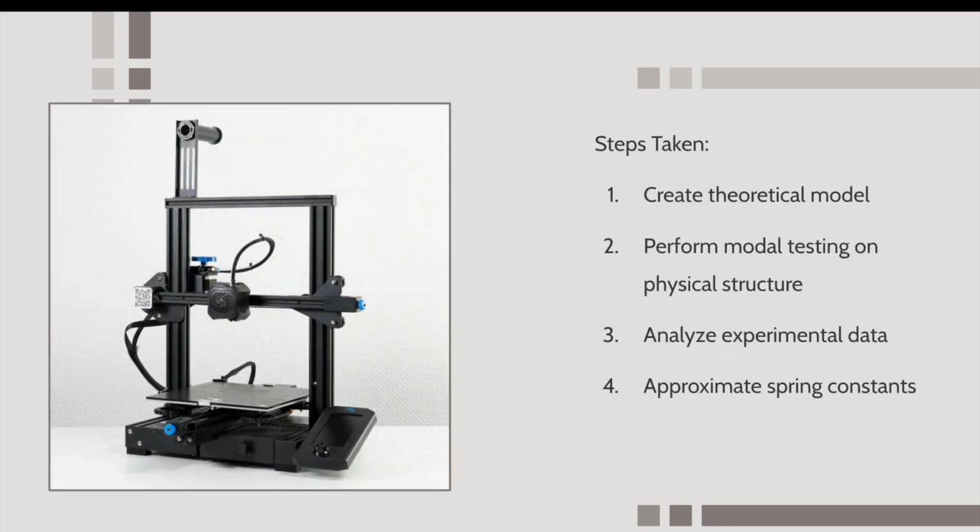To achieve these objectives, the following steps were taken. A theoretical model of the printer base was created, using the degrees of freedom the physical structure would be evaluated with. Then, modal testing was performed on the structure and experimental frequency response functions, or FRFs, were attained. After that, several forms of identifying the modal parameters from the data were employed to analyze the structure. And then lastly, the experimentally obtained actual frequencies were used to approximate the spring constants in a theoretical model.